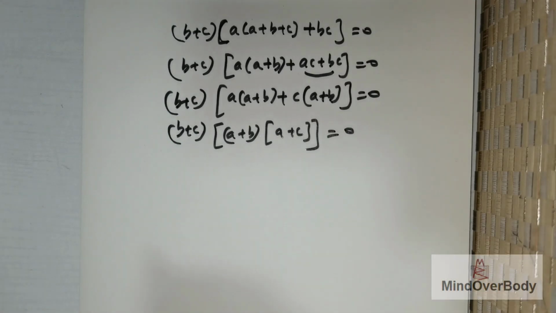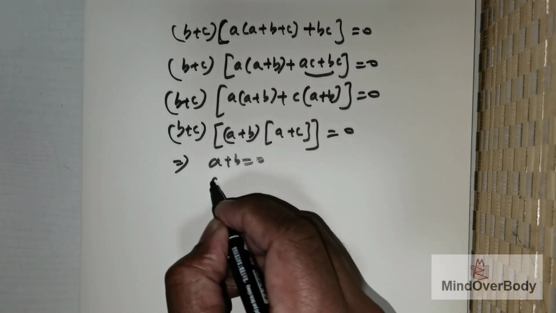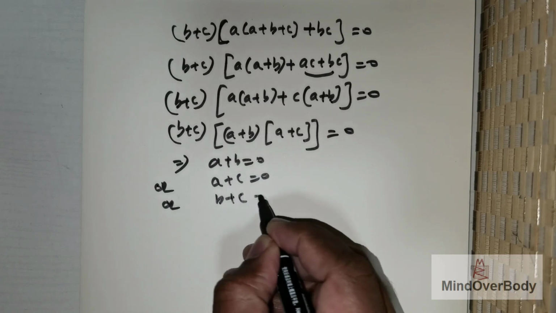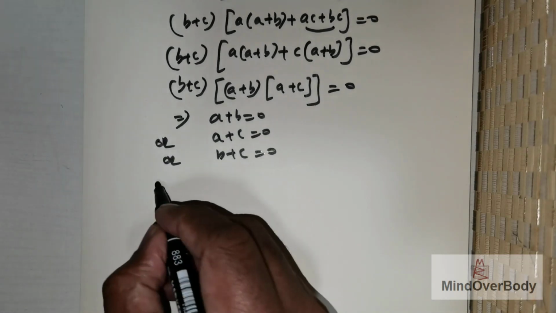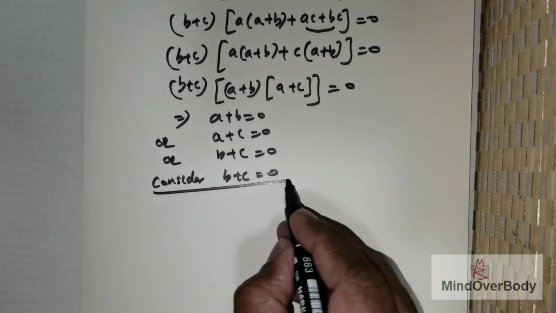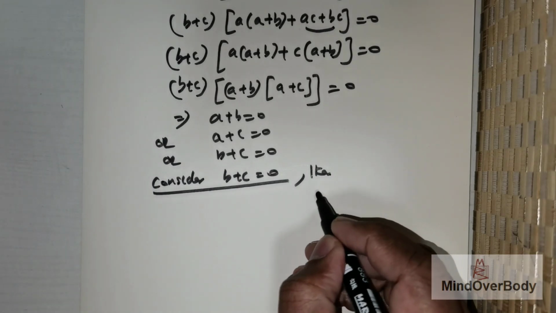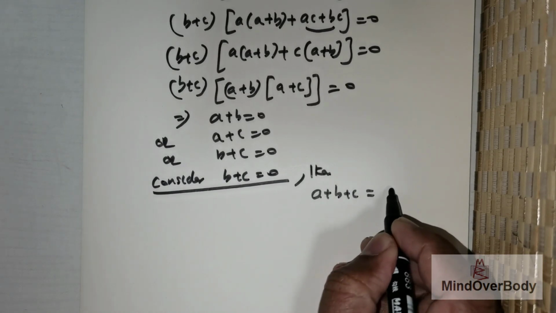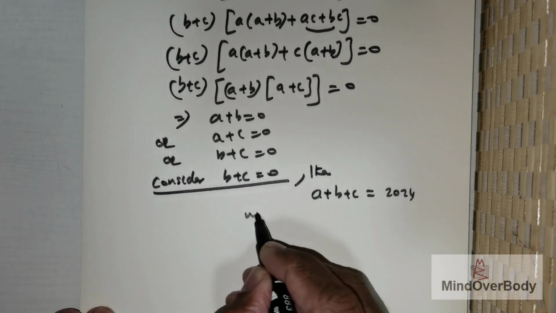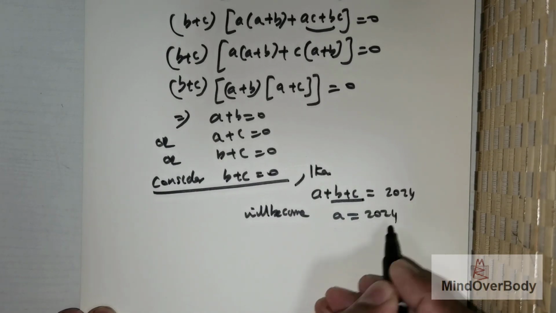So now I got a product of 3 quantities. From here, this would mean either A + B = 0 or A + C = 0 or B + C = 0. Now let us consider B + C = 0. If B + C = 0, then what happens to our problem? Then A + B + C, which is being given as 2024, will become A = 2024.